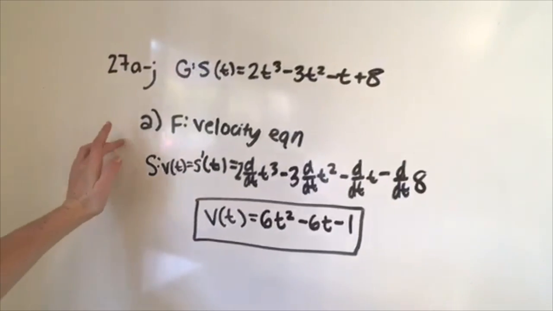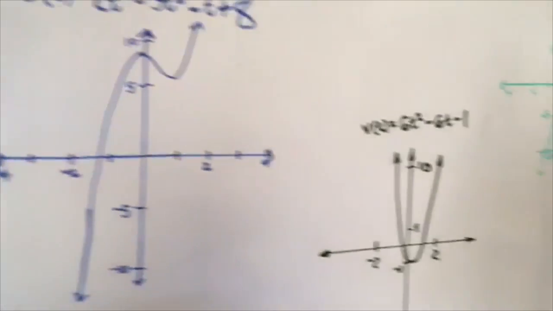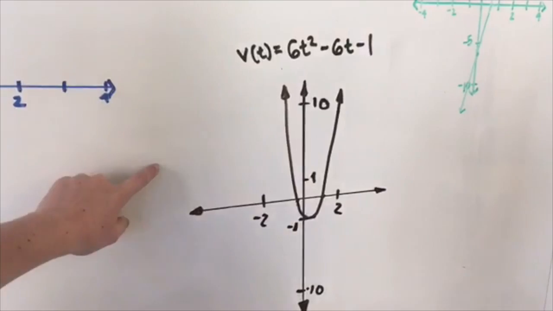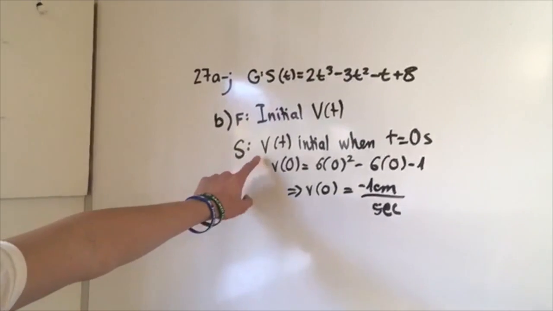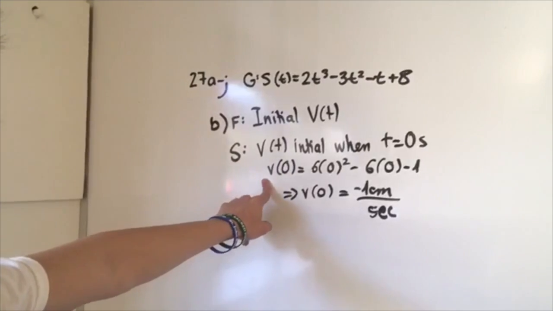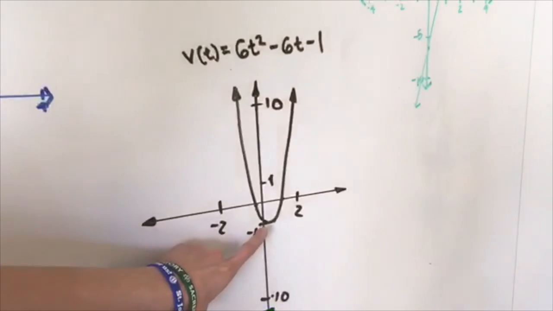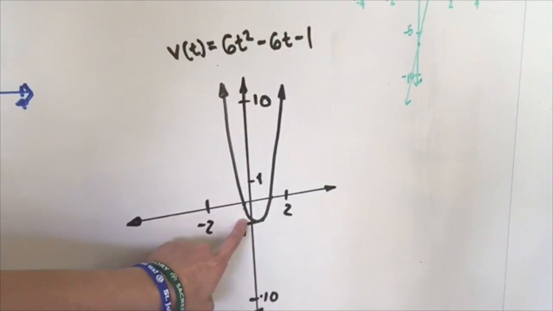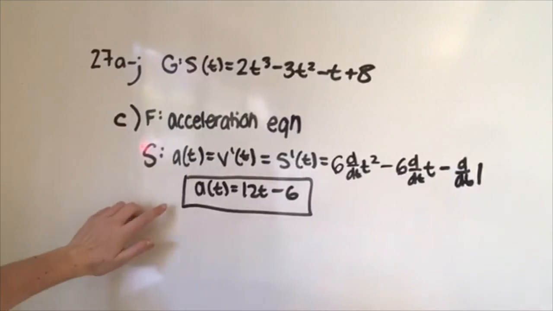We had to find our velocity equation, so we used the derivative, and here's our answer. If you move over here, you can see that this is the graph of our first derivative, which is velocity. Okay, so we have to find the initial velocity for this one. What we have to do is just plug 0 into it, and if we look over here, the y-intercept is our initial velocity.